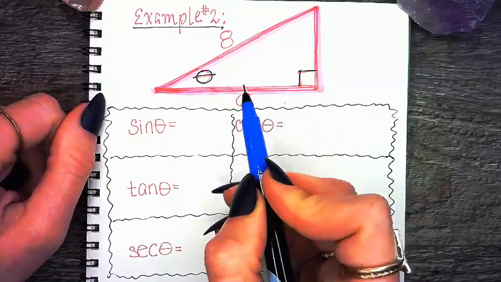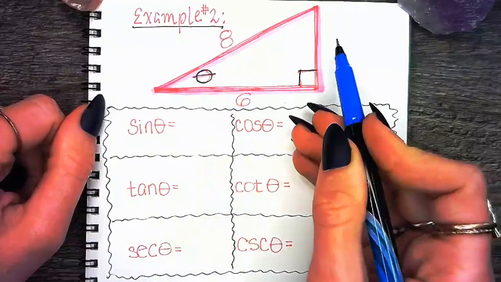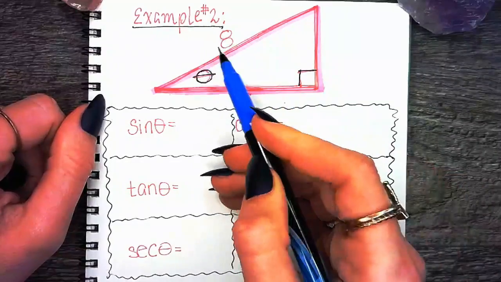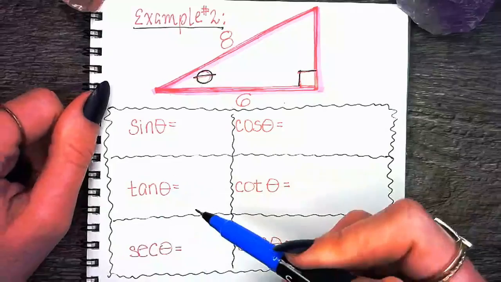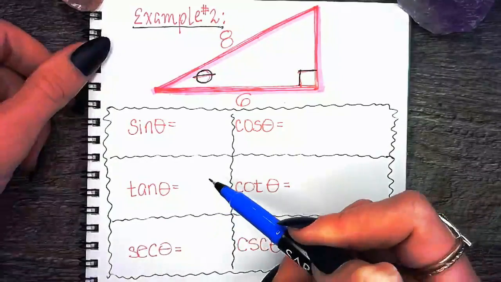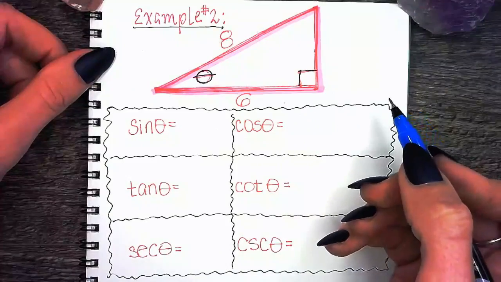But this is not a 3, 4, 5 triangle, because the 6 and the 8 would have to be the 2 legs, and then this would be 10. 3, 4, 5, 6, 8, 10 is just a double of a 3, 4, 5. So that means we do need to do the Pythagorean theorem for this example.